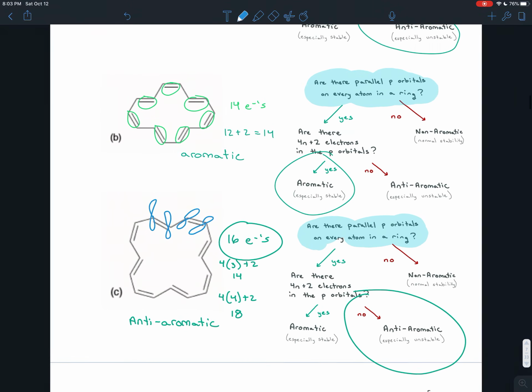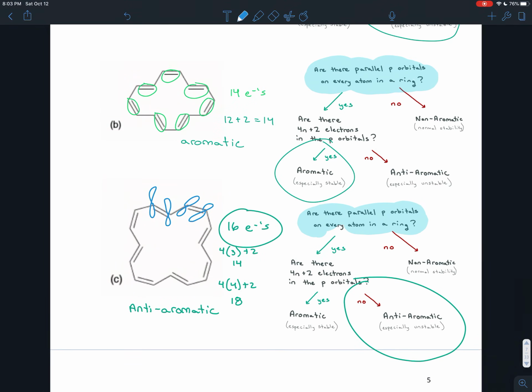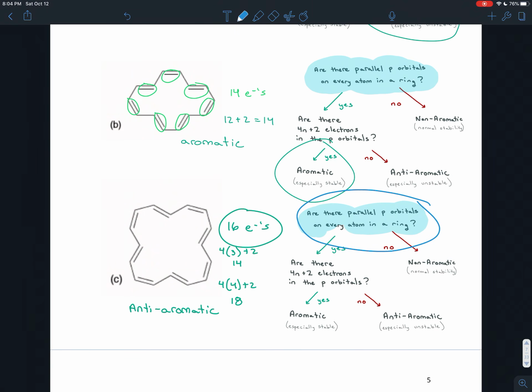But for our purposes on a test, all you would want to do is go through this flow chart and ask yourself the same questions we did here. If there are parallel p orbitals all the way around the ring, then go to the next question. Ask yourself if there's a Huckel's number. If you have it, it's aromatic. If you don't, it's anti-aromatic. And there won't be any exceptions for our test.